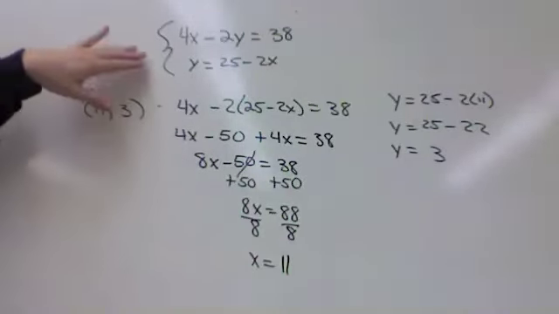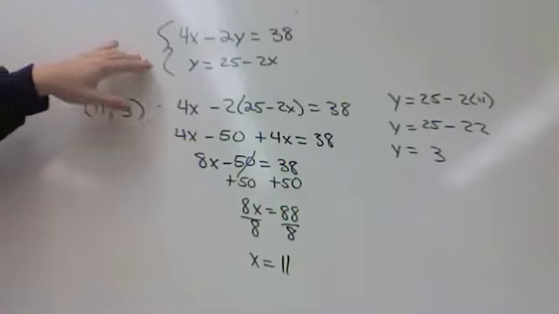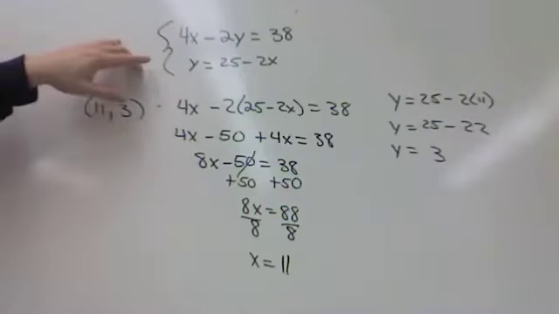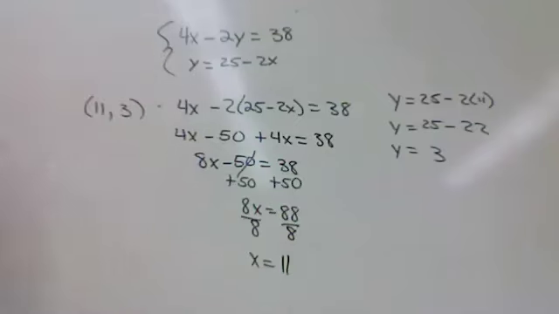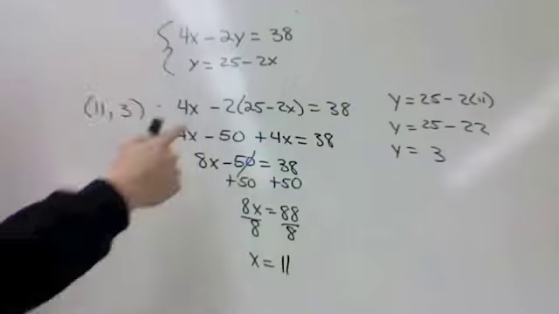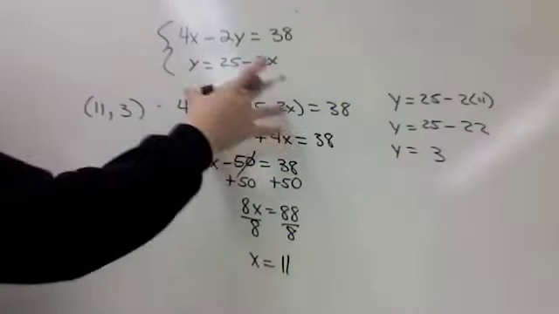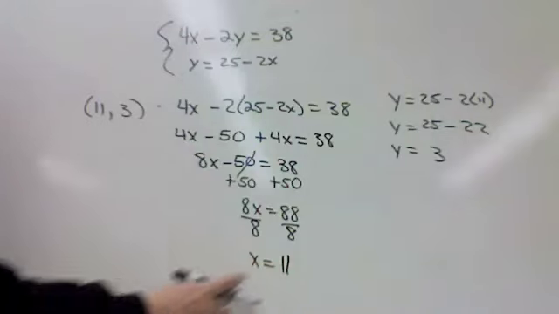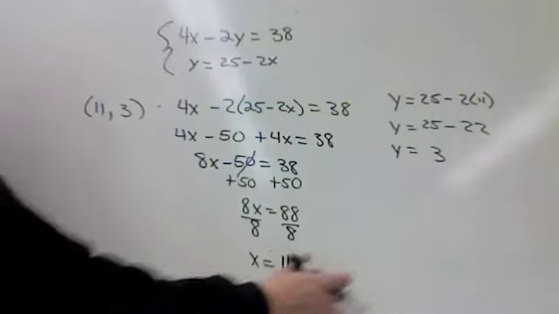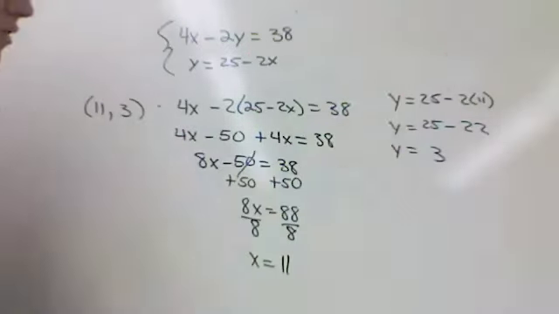So again, we just simply rearranged our first problem, which was 2x plus y equals 25. We rearranged it to get y equals 25 minus 2x. We have y up here, so we substitute in the 25 minus 2x, and get 4x minus 2 times 25 minus 2x equals 38. We solved our problem and got x equals 11. And then we substitute in the 11 back up here where we had x, and got 25 minus 2 times 11, which was 22. 25 minus 22 is 3. So our final answer is 11, 3.